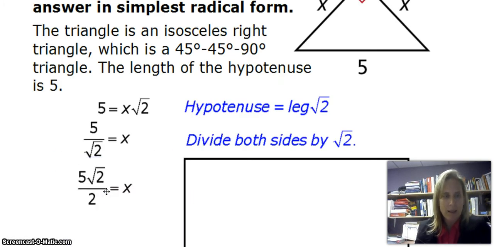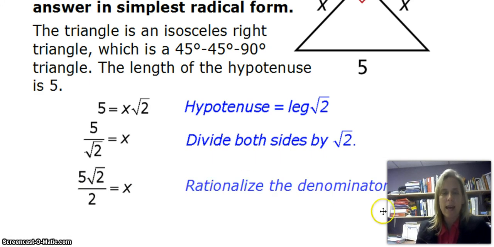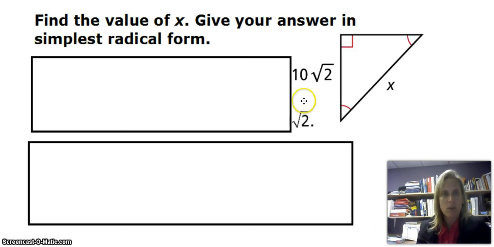Let's see if I can delete the right thing. And we end up with 5 square root of 2 over 2. And we can leave it in that simplified radical form. It looks beautiful. Okay, let's try it again. Pause the video, come on back.